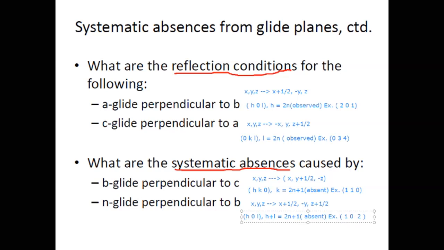So for the B-glide perpendicular to C, since we're translating along B, then the K index is what decides whether it's absent or not. And so for the odd K, for the HK0 reflections, those should be systematically absent. So it's whatever you translate by has to meet the criteria of being odd for systematically absent or even, meaning it's going to be observed.